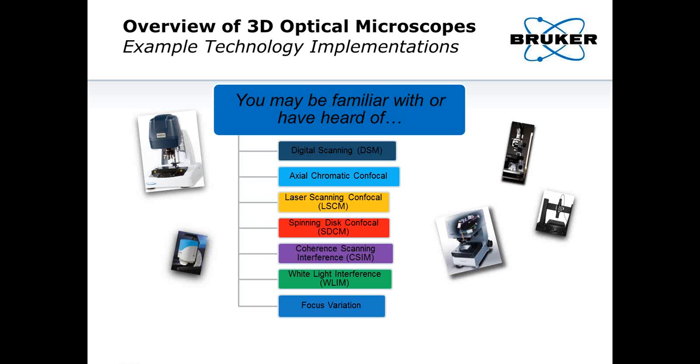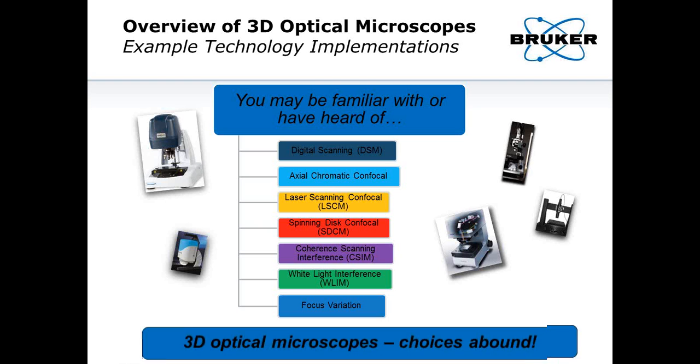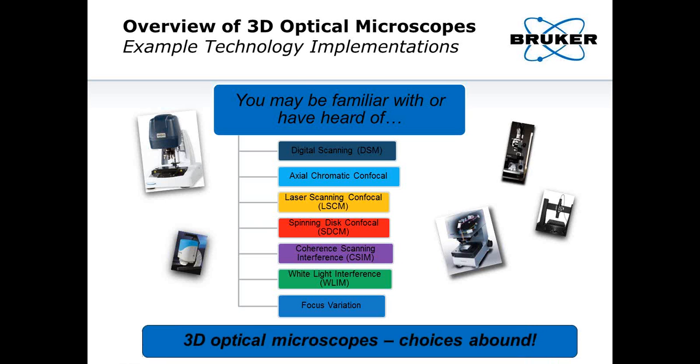Spinning disc or Nipkow disc systems, coherence scanning interference microscopes or white light interference microscopes, focus variation. These are a lot of different techniques that you may or may not have heard of. There are a lot of different choices for building up a height image out of microscope data.